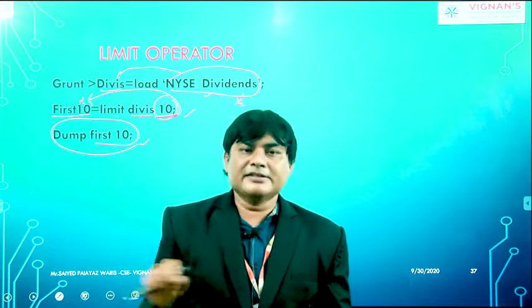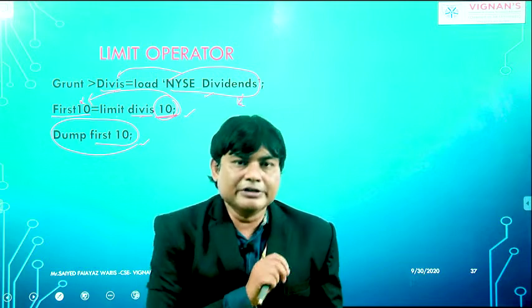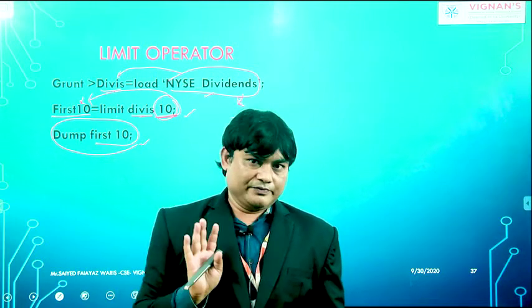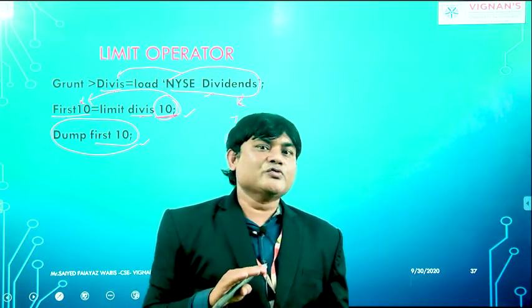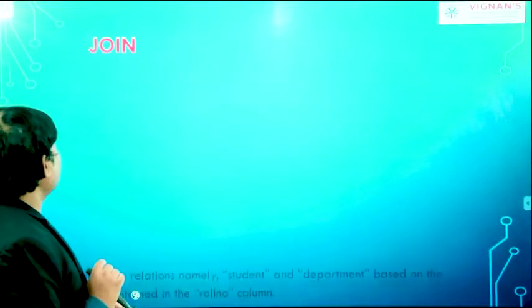So the limit operator lets you limit how many records you want from the given relation. You want 20 records, or 30, or 40, or 1000 records. We can access that using the limit operator.